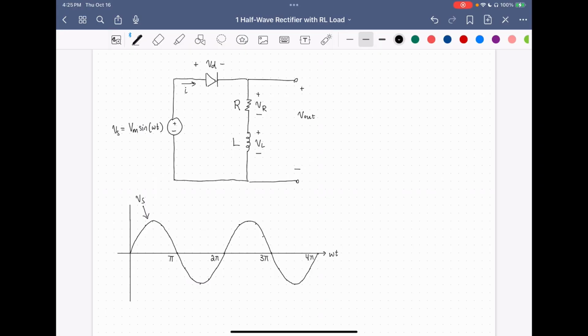Now, we have some questions that we want to answer. What does the current through this circuit look like? And what is the waveform for the output voltage?